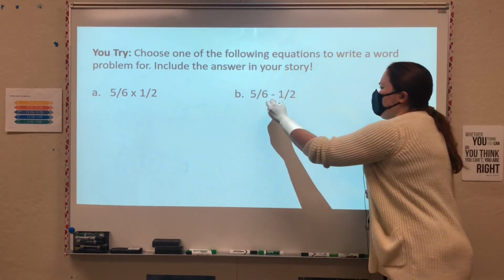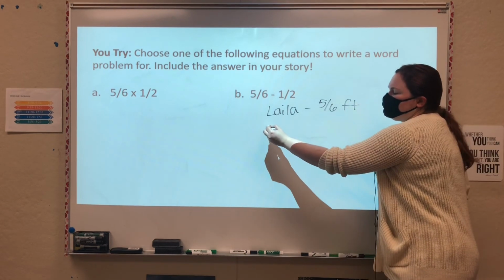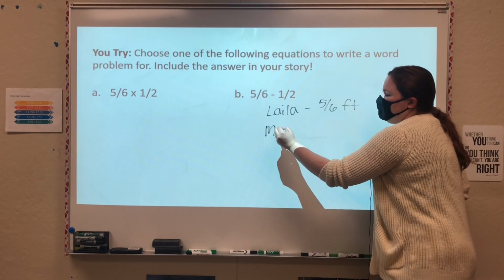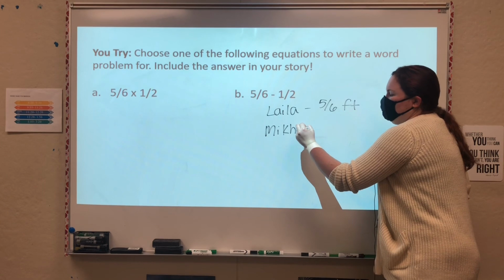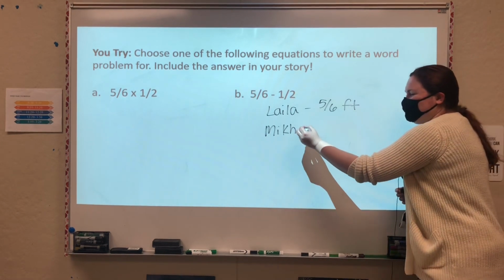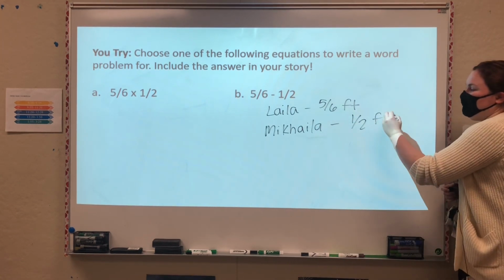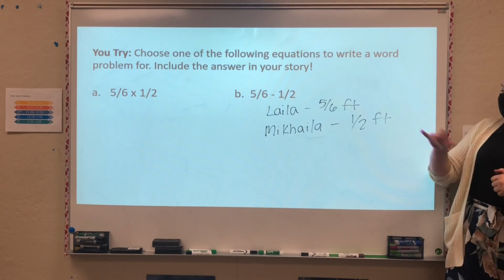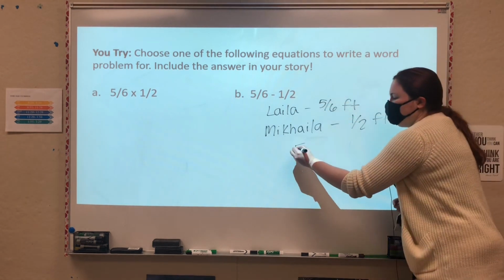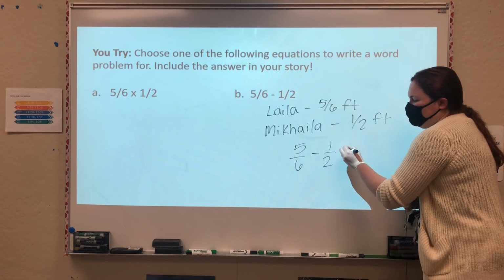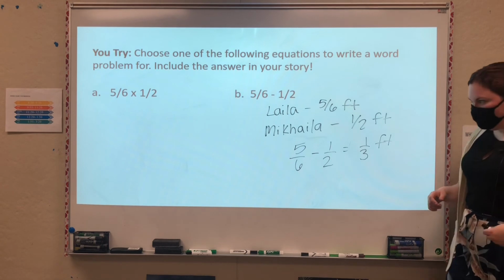Love it. So you've got Layla grew 5/6 of a foot. And then who's the other one? Michaela. And Michaela grew half a foot. And I love how she's using that word difference. She's asking what is the difference in what they grew, which would be a subtraction problem. Since you all did the subtraction, tell me what we ended up getting. 1/3. So in this problem, it would be 1/3 of a foot.